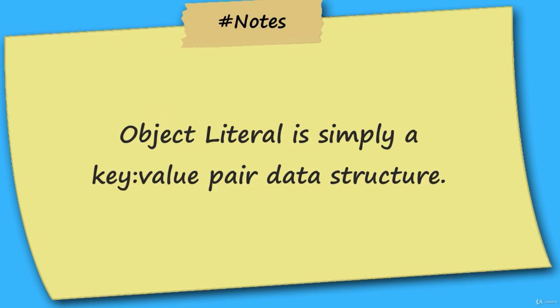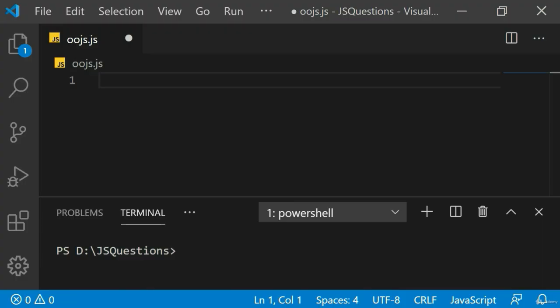An object literal is simply a key value pair data structure. Let's take an example. I want to create an object literal. Normally, you may have different variables, for example, product code, product name, and so on. If I want to put everything inside an object literal, how can I do that? To create the object literal, this is the syntax. If I say let or const obj is equal to curly brackets, this means I have created an object literal.